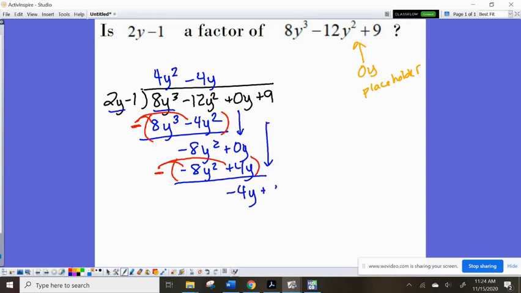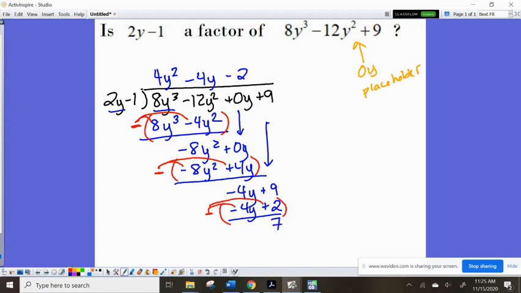We're going to drop down that positive 9. What do we need to multiply by 2y to get negative 4y? The answer there is negative 2. Negative 2 times 2y minus 1 gives us negative 4y plus 2. And again, we're going to use parentheses and subtract. Both terms will change sign. Negative 4y plus 4y leaves us nothing there. 9 minus 2 leaves us with 7.